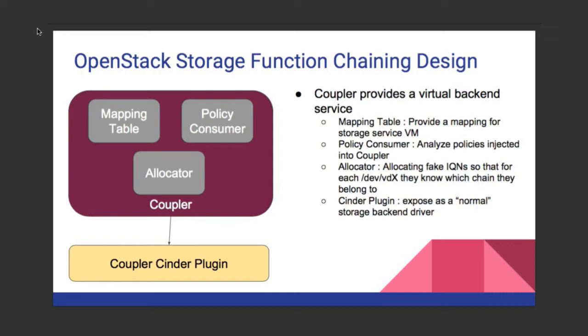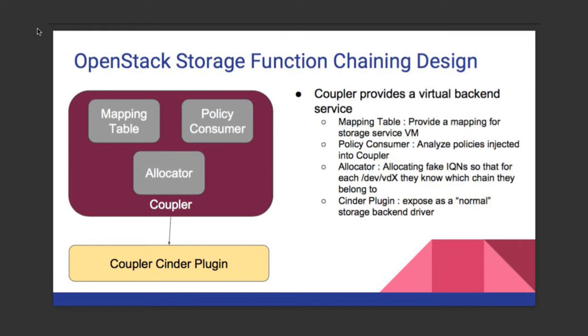The mapping table basically maintains, for each VM, what the floating IP for this VM is, and what the fake IQN is that Coupler allocated for this VM, so that every time Cinder queries Coupler, it can feed back the necessary information for the next VM in the chain. The other one is the policy consumer. Like on the networking side, Coupler needs a policy coming in to tell it what the VMs in the chain are, the VMs that it needs to maintain in the table. The third one is the allocator. We need to enable each VM to know which chain it belongs to, so we allocate fake IQNs to those VMs. We also need the Cinder plugin.